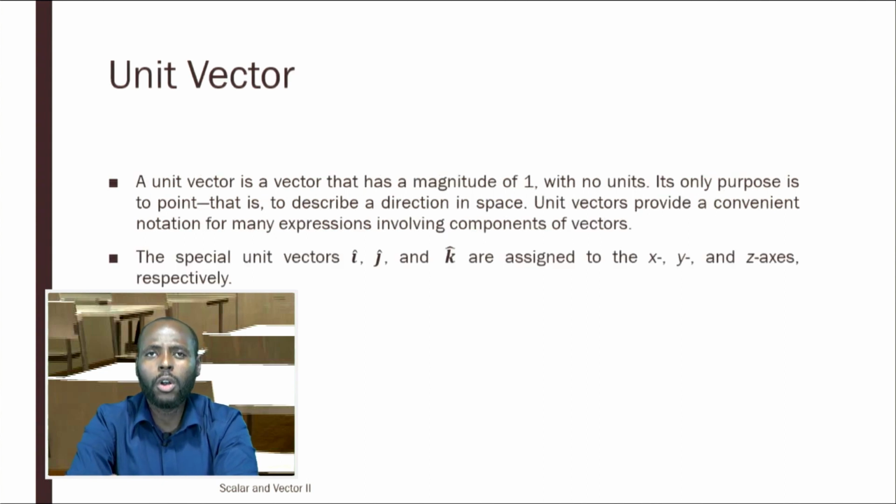A unit vector is a vector that has a magnitude 1 and has no unit. Its only purpose is to point, that is to describe a direction in space. Unit vectors are given in notation i, j and k, where i points towards the x-axis, j towards the y-axis, and k towards the z-axis respectively.